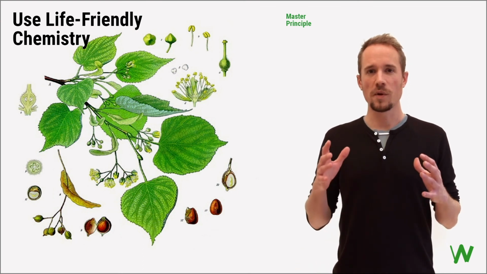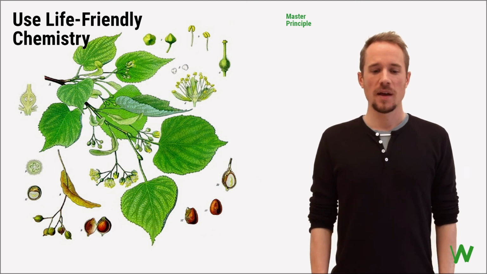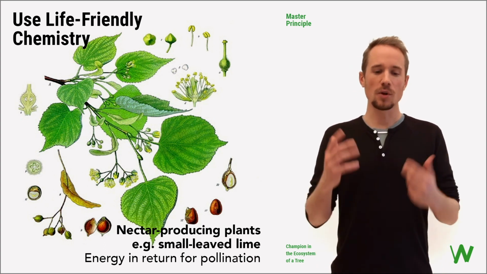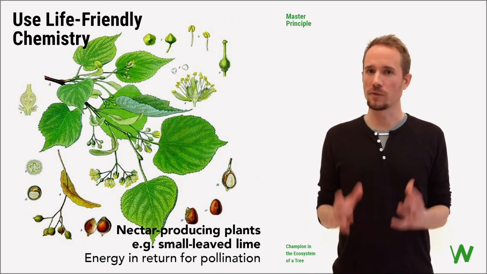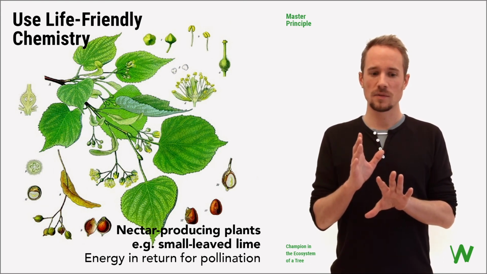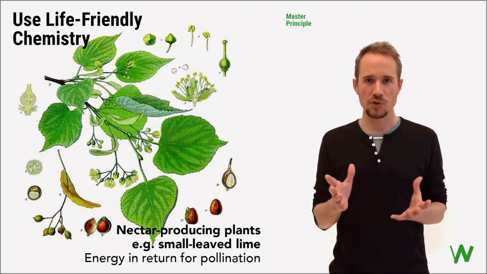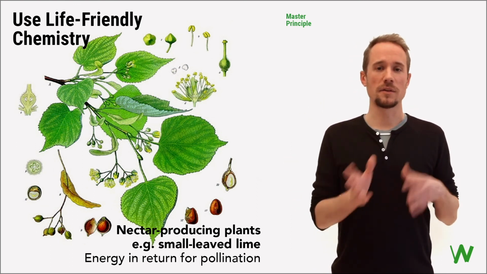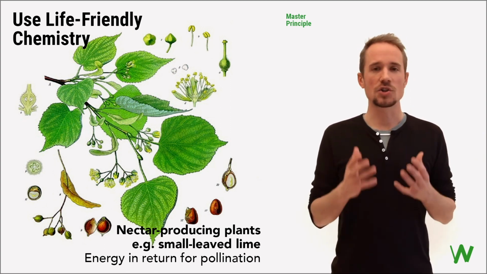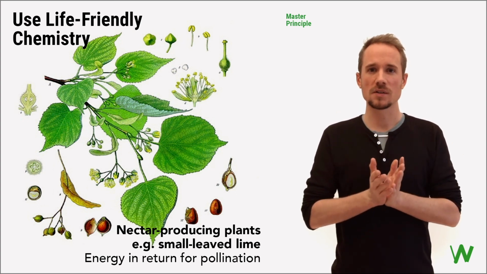So let's start with the master principle, use life-friendly chemistry. Our example here are nectar-producing plants, like a small-leaved lime, for instance, a beautiful tree, and the system of energy in return for pollination. A lime tree is pollinated by different insects, bees, for instance. But how does a plant attract insects? Because the plant, of course, wants the insects to come because they want to be pollinated.